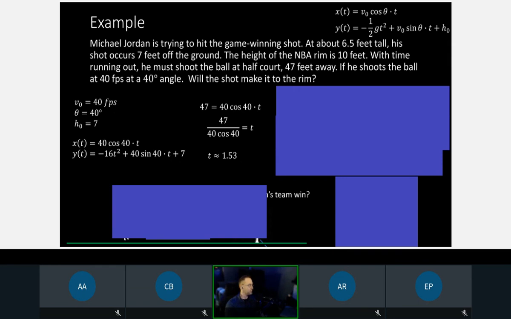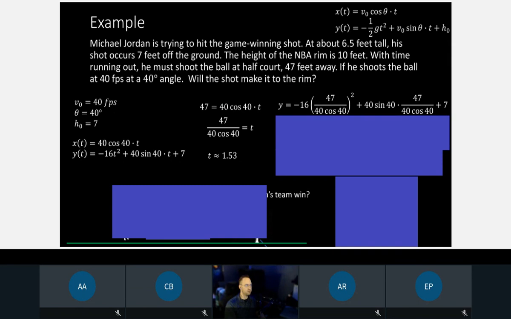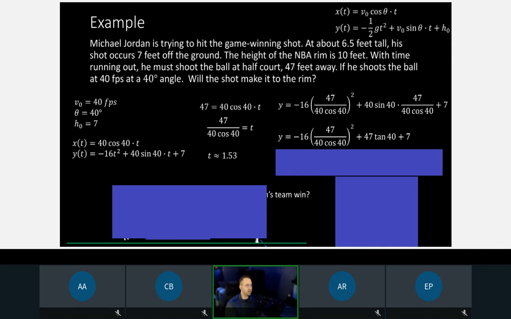All right, so we're going to use the height. And again, you can use 1.53, but you actually want to use a much longer decimal, out to like 5 or 6 places, to be closer to the exact answer. So 5, 6, 7 decimal places would be safe. But the safest is to use the exact value, which is 47 over 40 cosine 40. And again, I went ahead and simplified mine, just like the last problem.